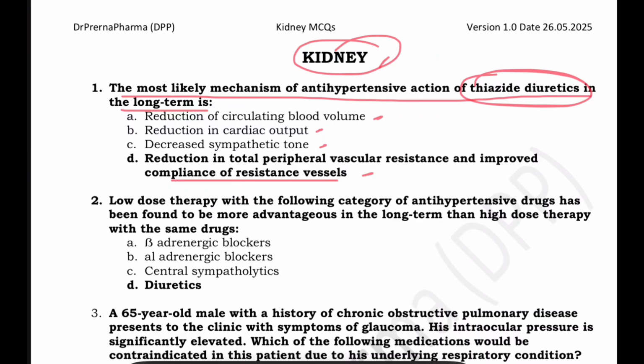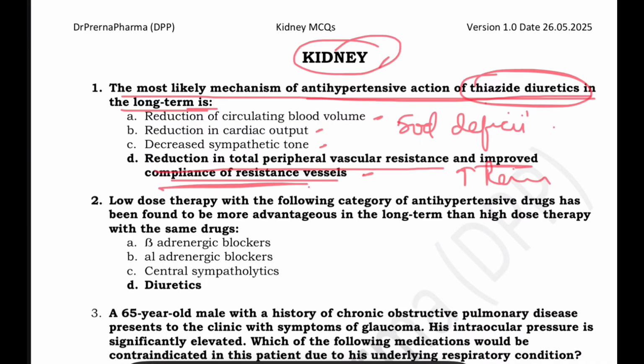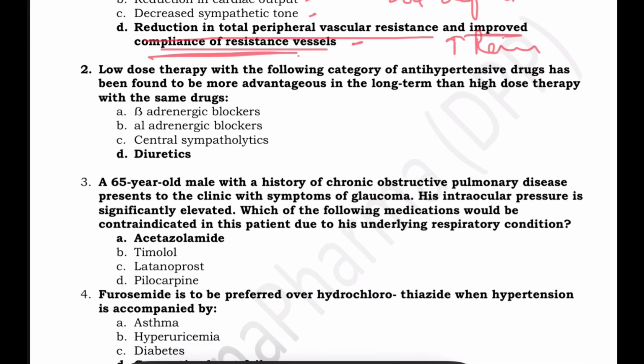The most likely mechanism of antihypertensive action of thiazide diuretics in long term. Now in long term, thiazide diuretics actually reduce the sodium, and due to this persistent sodium deficit, there is an increase in the renin level, and this persistent sodium deficit causes reduction in the vascular resistance. It dampens the responsiveness of the vessels to constrictor stimuli, and they improve the compliance of resistance vessels.